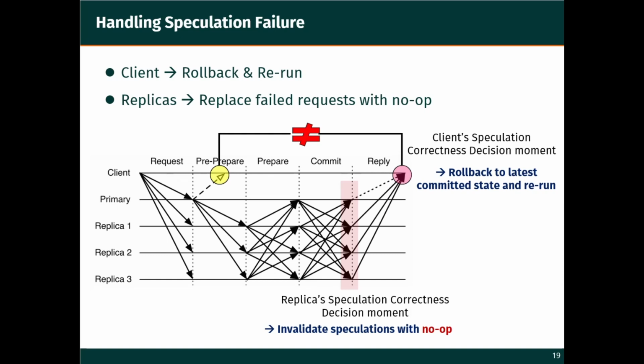And when the two values are different, then the client rolls back to the latest committed state and reissues the failed request. At the replica side, the speculation correcting decision occurs in the final commit phase. And when it fails, then the replicas invalidate the speculations with no operations.